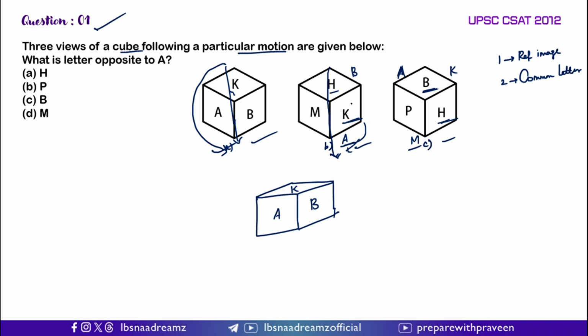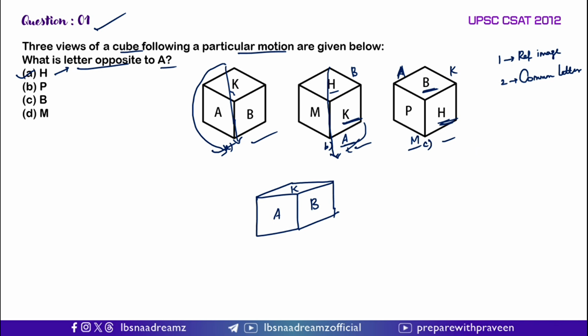So we can tell the letter opposite to A is H. So we are choosing option A. H is the letter opposite to A. See, if you are not understanding this, don't worry. I have made the illustration for this question in Paint 3D. So we will see that.